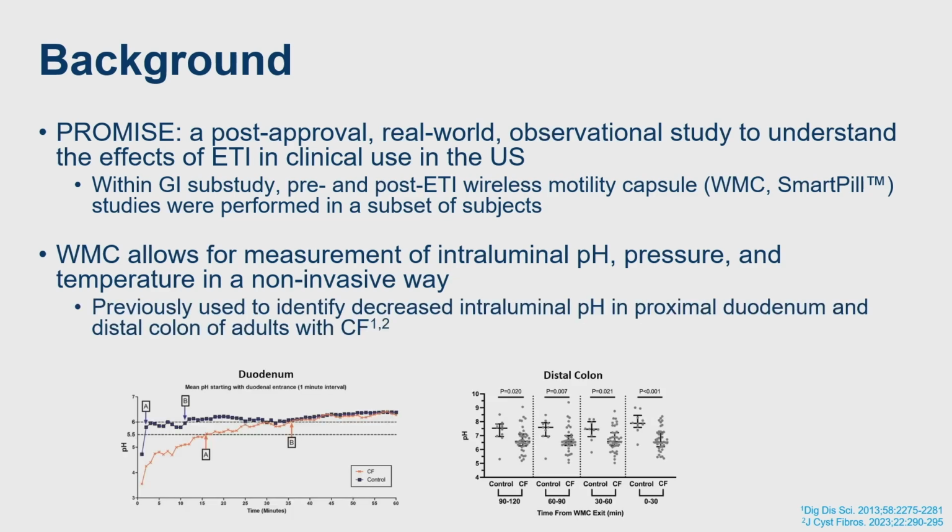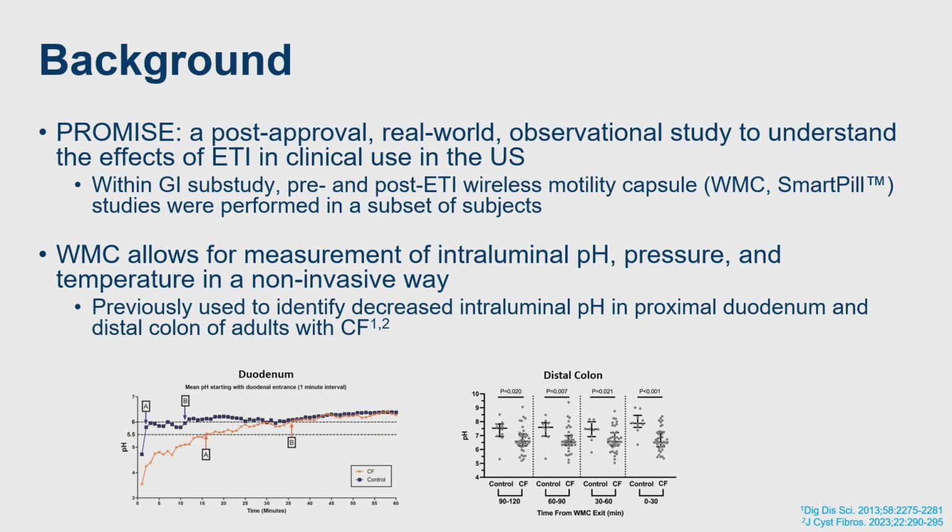It's been previously shown that WMC can be used to identify decreased intraluminal pH, both in the proximal duodenum and the distal colon of adults with CF. So here I'm showing data on the left from the proximal duodenum that was first shown by Daniel Gelfand, in the blue boxes looking at non-CF controls, and in the orange CF individuals, looking at the intraluminal pH. And I think you can appreciate pretty easily that the CF individuals had a decreased pH in this segment within the proximal intestine that took a lot longer time to get to a more near neutral pH.